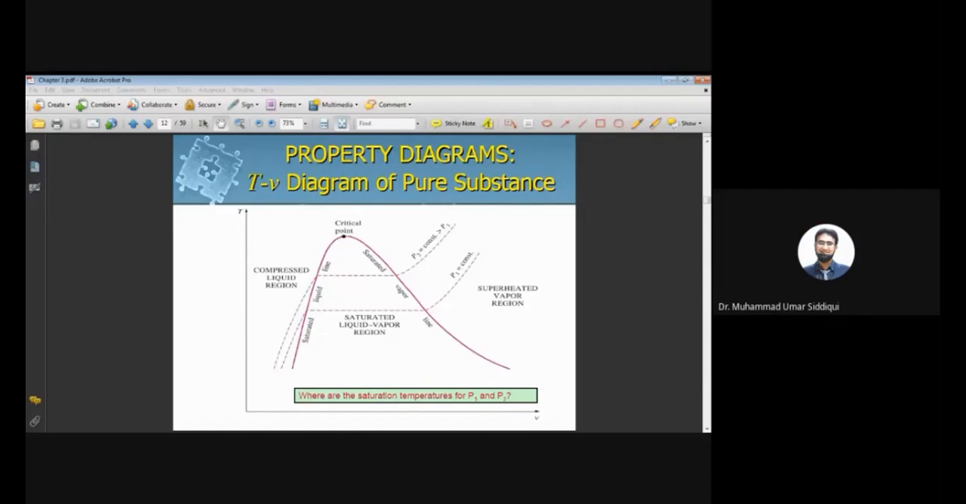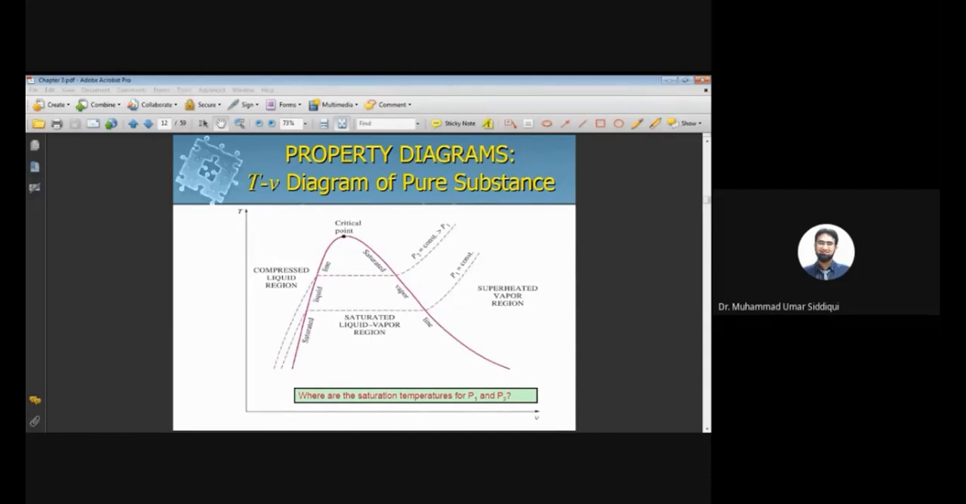So anyways, I'm going to just summarize the material which we covered last time, so that we can continue forward with it. We were discussing the property diagrams, and basically the phase change process in pure substances. The main phase change process of our concern is not between solid and liquid. The solidification or melting is not our concern. Our concern was vaporization or condensation.